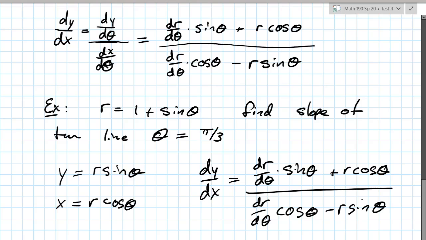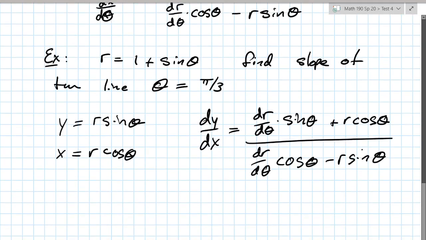So what do we have to calculate? We have to calculate dr/d theta. So dr/d theta is the derivative of the r with respect to theta. So derivative of r with respect to theta is derivative of 1, which is 0, plus derivative of sine theta is cosine theta. So that's our dr/d theta.